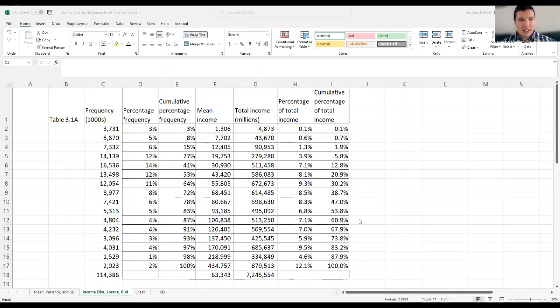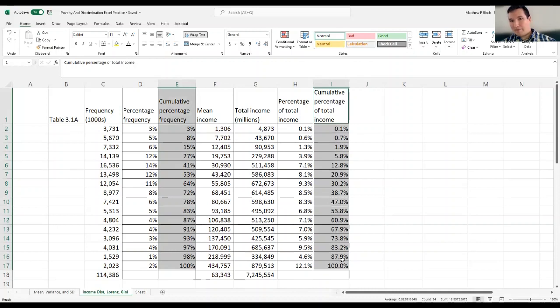Hey guys, in my last video, I showed you how to do some calculations to fill out a table like this based on just frequencies and means. And in this video, I plan to zoom in on just a couple of chunks of this, the cumulative percentage frequency and the cumulative percentage of total income. Because those are the two things we need to build a Lorenz curve, to calculate a Gini coefficient, to help us with all kinds of stuff with measuring inequality.